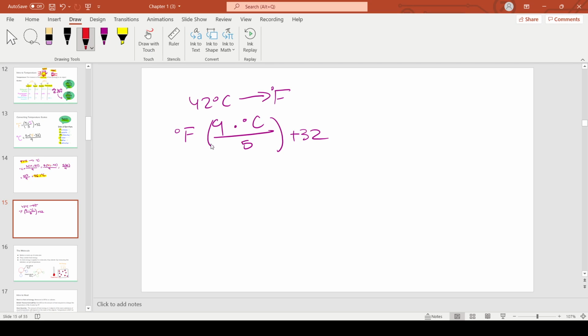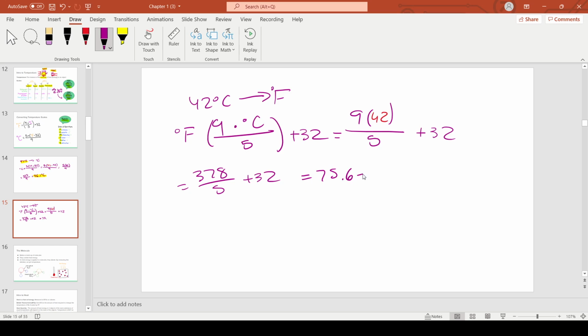Okay? So we are going to have that as 9 times 42, which is our degrees Celsius, over 5 plus 32. 9 times 42 is equal to 378 over 5 plus 32. 378 divided by 5 equals 75.6, plus 32 equals 107.6.